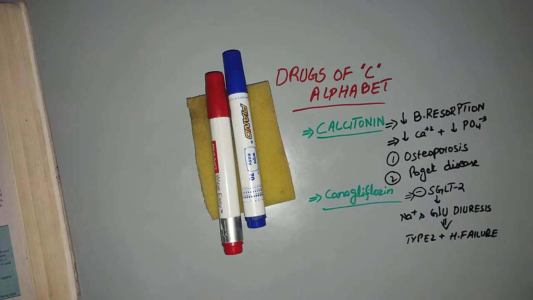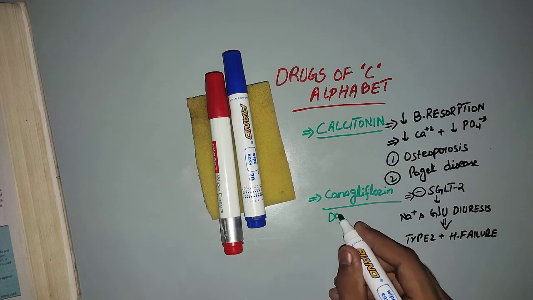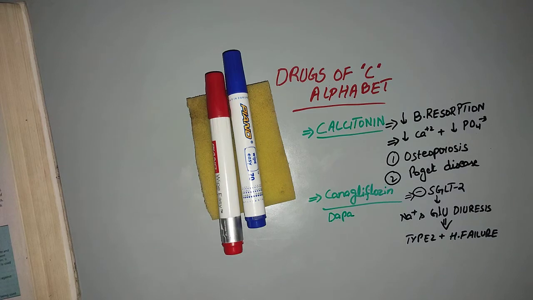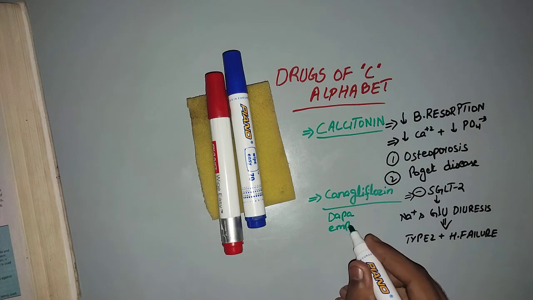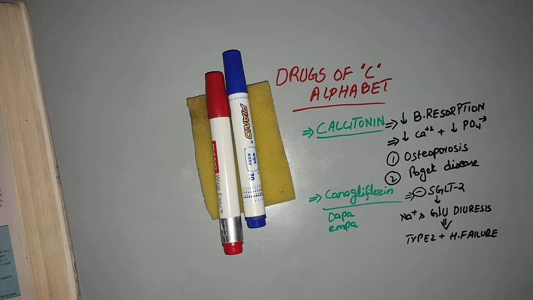The other drugs which belong to the sodium glucose cotransporter inhibitors include dapagliflozin. So we can write here, gliflozin is the common suffix. The others are dapagliflozin and empagliflozin, and last but not least is ertagliflozin, which is not important. So canagliflozin, dapagliflozin, and empagliflozin are very important drugs used in the treatment of type 2 diabetes and heart failure.